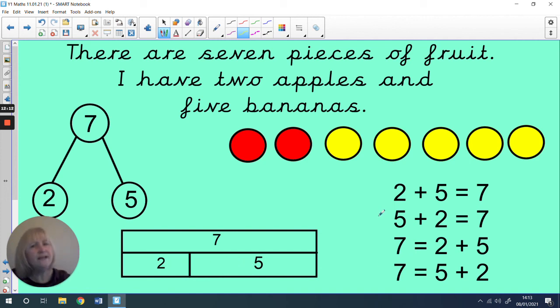Let's have a look finally at some of these number sentences, see if they're all true. 2 add 5 equals 7. Yes, it is. 5 plus 2 is 7. Yes, we could have the 5 bananas first and then the 2 apples. 7 is the same as 2 add 5. Yes, it is. And 7 equals 5 plus 2.